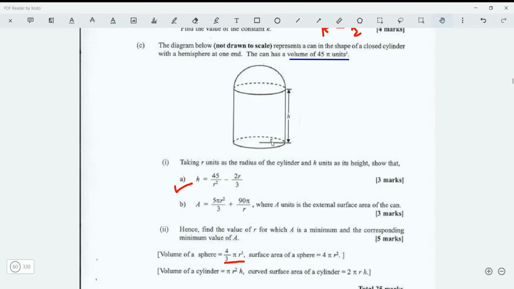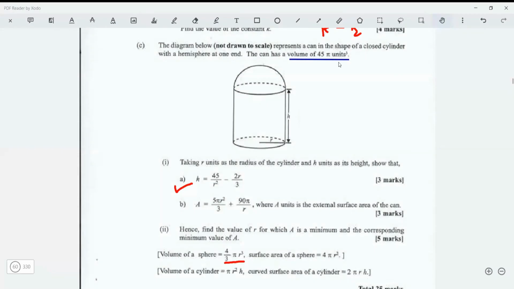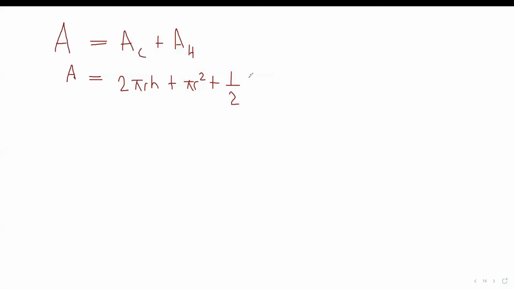We need the area of down here, which is pi r squared. And then we need the area of the hemisphere. Now, how do we find the area of half a sphere? The surface area of a sphere is 4 pi r squared. So remember, this is the curved surface area, plus I need the area of pi r squared, plus I need half of the area of the sphere, which is a half of 4 pi r squared. And then we need to show that the formula is going to reduce down to be that.